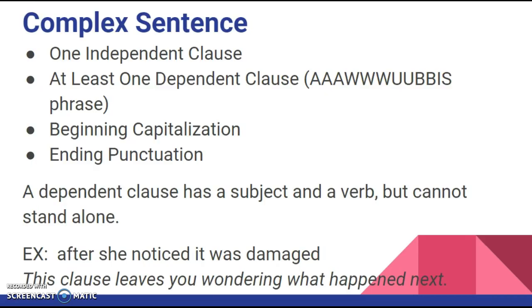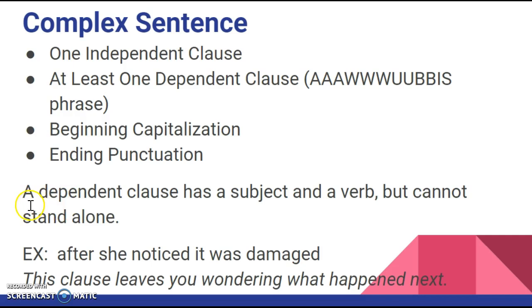Our complex sentences will have one independent clause, so one simple sentence, and at least one dependent clause. And you may remember from 7th grade that a dependent clause is an AWUBIS phrase. Some kids like to say AWUBIS, but to help you remember. Of course, all sentences will need to have beginning capitalization and ending punctuation.